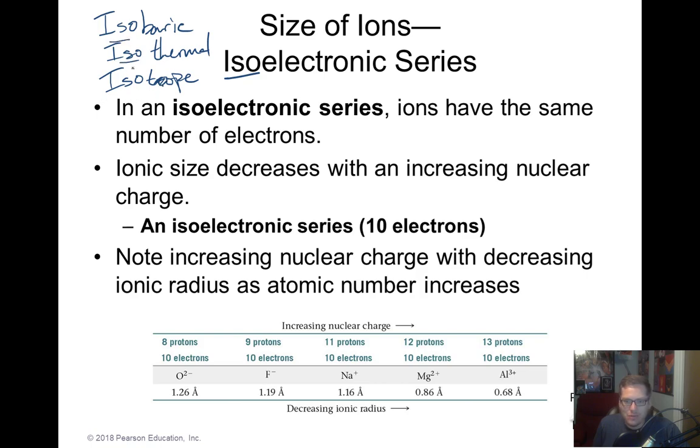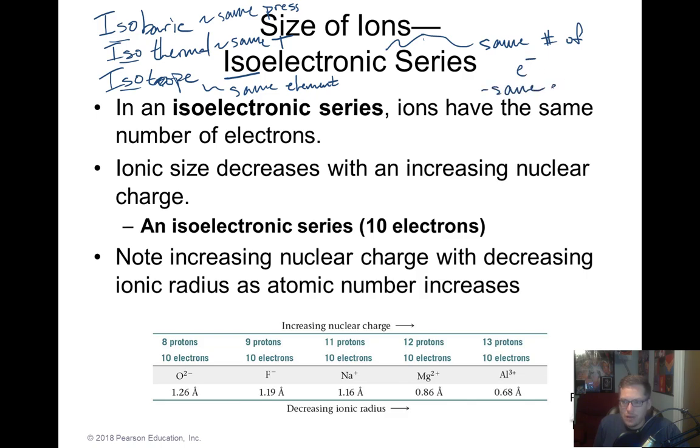They all have this prefix iso. Let's think about what these words mean. Isobaric means same pressure. Isothermal means same temperature, and isotope means same element, but with a different number of neutrons. So really, this iso term means same. So isoelectronic means same electronic series. These are guys that have the same number of electrons, or the same electron configuration.